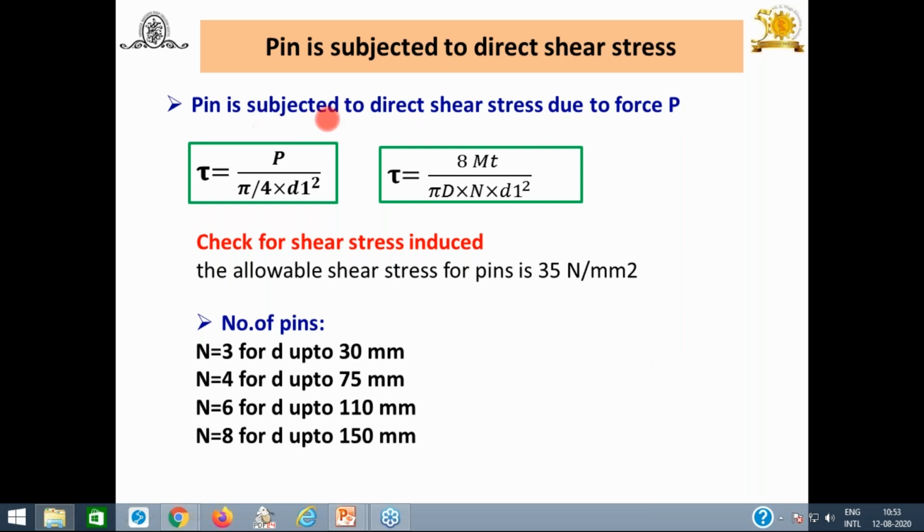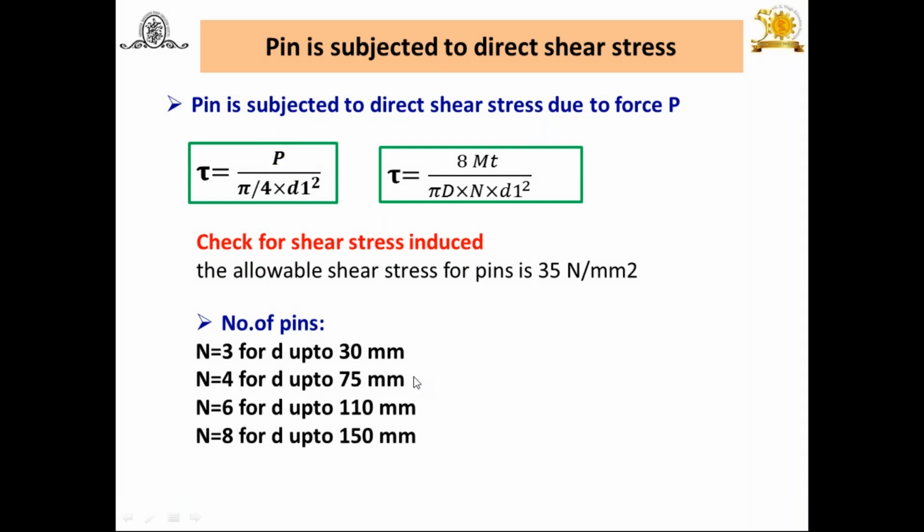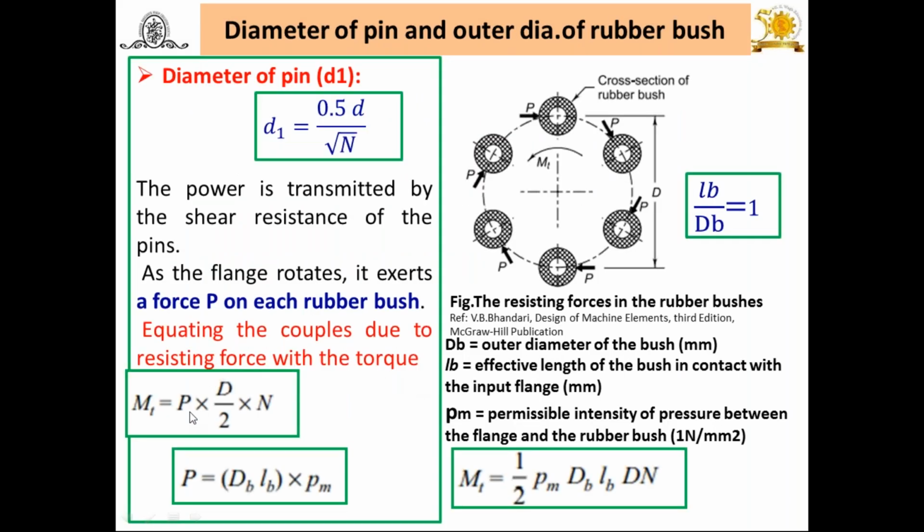And the second one is that the pin is also subjected to direct shear stress. Because to transmit the torque, it is inserted between the two flanges, shear failure of the pin is going to occur. That's why we have to determine the shear stress induced in the pin. How to find it? Tau is equal to force upon area, the resisting force P upon pi by 4 into d1 square. And you know very well this P. Where will you get this P? In an earlier slide, I have shown P. So you can write P is equal to 2MT upon capital D into N.